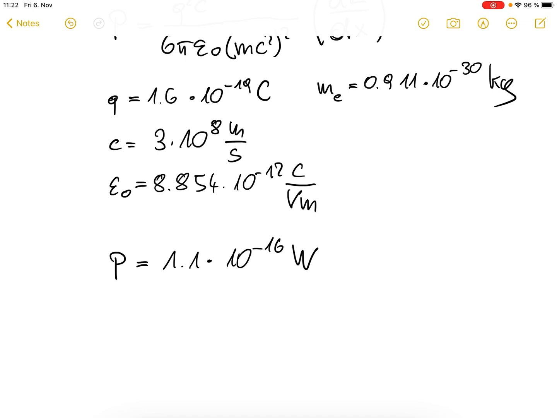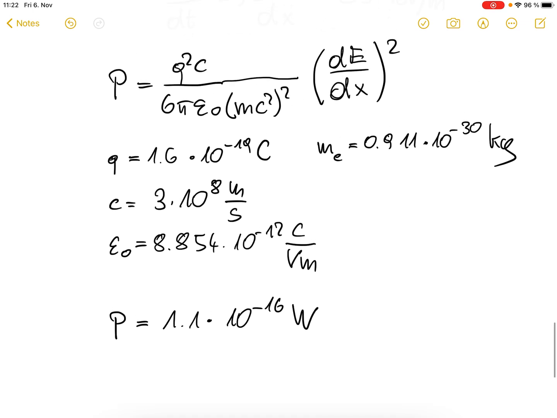And if we plug everything together, we find P equals 1.1 times 10 to the minus 16 watt, which is a tiny number. That means Larmor's equation tells us that a charge that's linearly accelerated dissipates almost no energy. Hence, we can build linear colliders and need not worry about the charge dissipation.